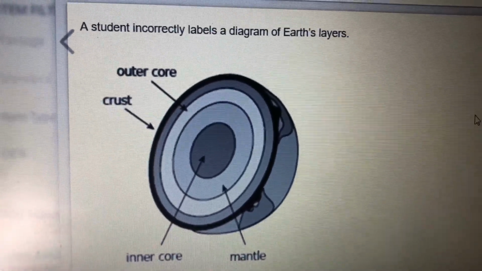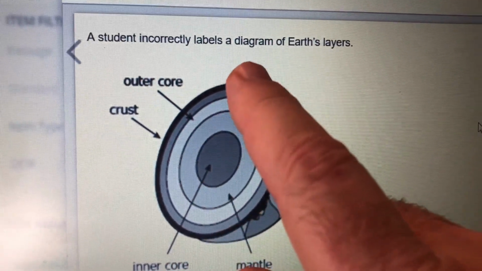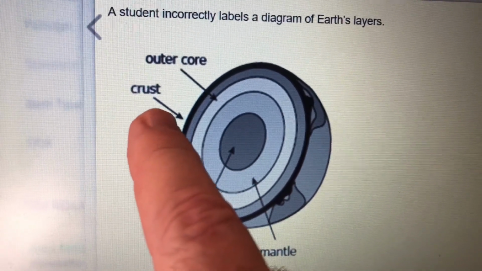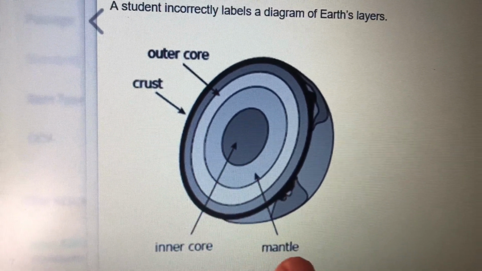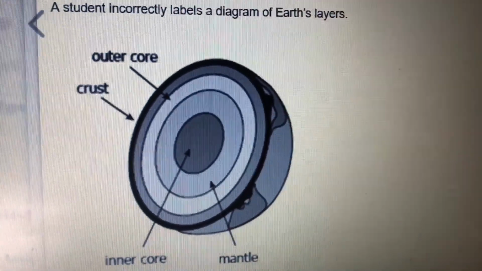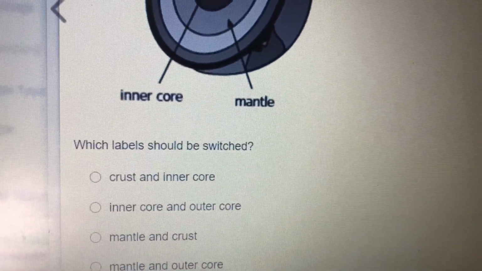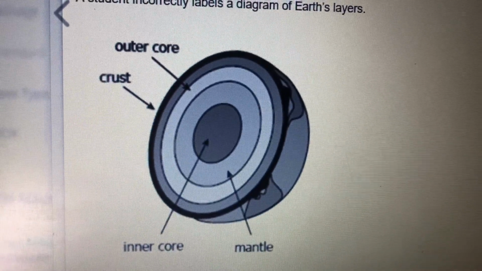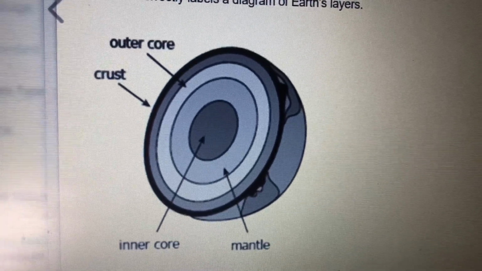Look at this one. A student incorrectly labels a diagram of earth layers. So let's look at this. So I said that this is the crust, and then next is the outer core, and after that is the mantle, and then is the inner core. Okay, so he did it incorrectly. So the question is, which level should be switched? Let's look at it one more time. Which level should be switched?